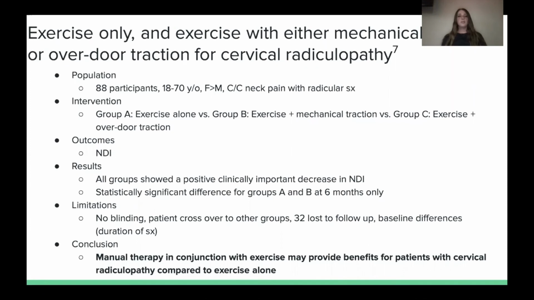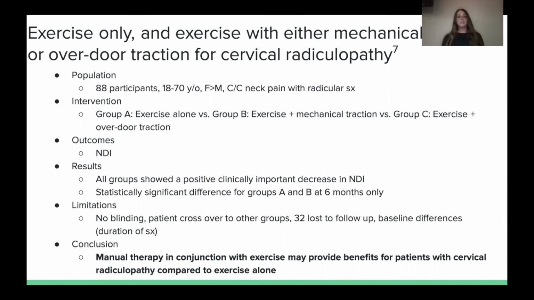Again, they used the outcome measure of the NDI, and the results here showed that all groups showed a positive, clinically important decrease in NDI score. They followed up these groups at 4 weeks, at 6 months, and at 12 months. And when comparing groups A and B, they found that there was only a statistically significant decrease for groups A and B at 6 months, not at 4 weeks or 12 months.